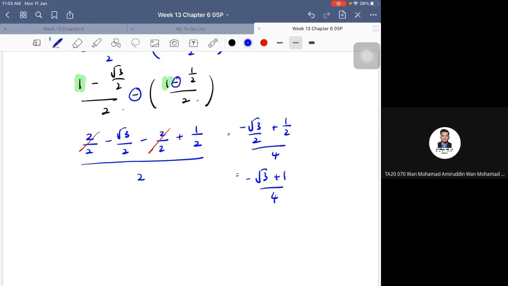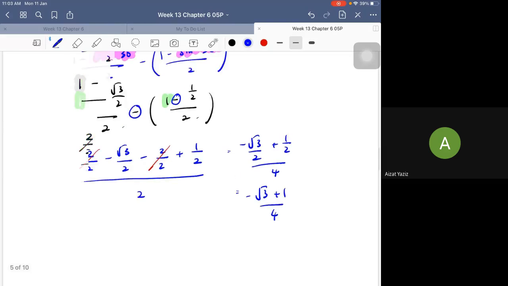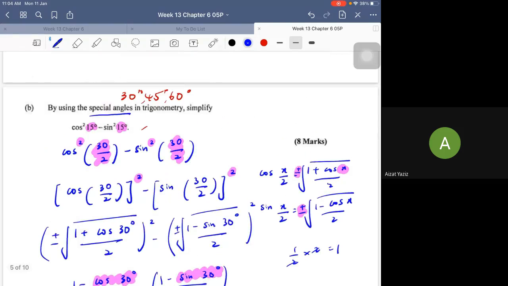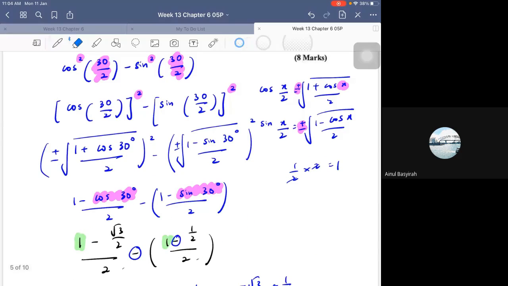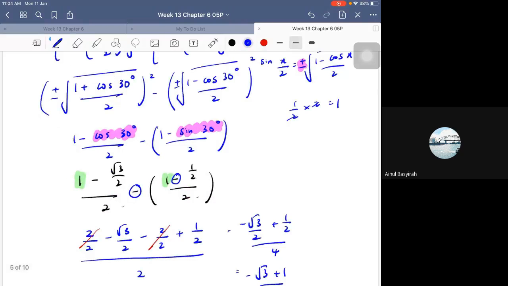Ada. Yang sin tu bukan cos dia kat atas tu. Yang sin bukan cos ke atas? Yang sin 30 bahagi 2. Oh yeah, sine that's right. Okay. Awak sekarang baru nak bagi tahu, dah sampai bawah dah kita punya calculation. Ni cos. That's the case, then it's going to make our calculation even simpler.